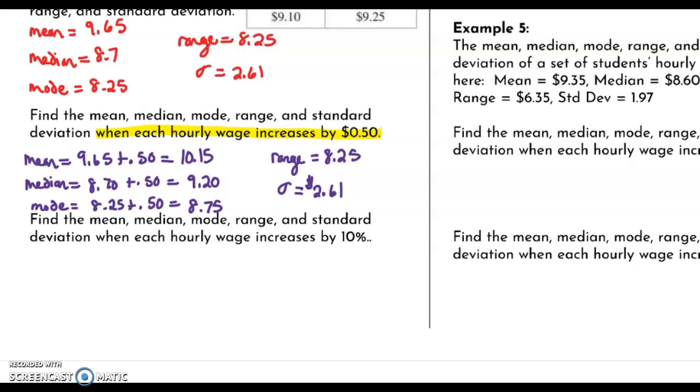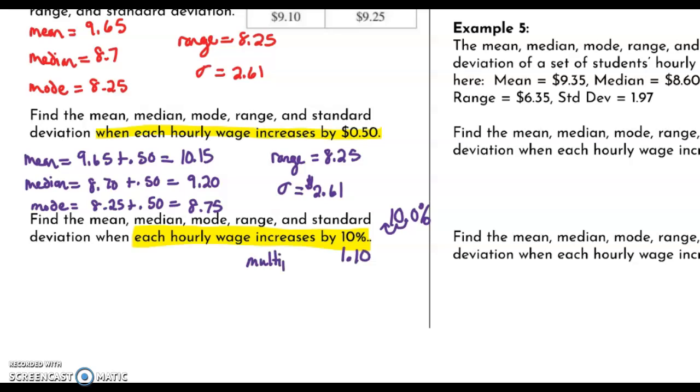Okay, so to continue the video that we were working on, our next problem says, find the mean, median, mode, range, and standard deviation when each hourly wage increases by 10%. Now, this is indicating multiplying because when each one's increasing by a percentage, that's like multiplying. So just to kind of get this down, 10% is like 0.10. If you change 10% into a decimal, you move the decimal place back to the left 2 places. So that's why it's 0.10. So you actually multiply by 1.10.